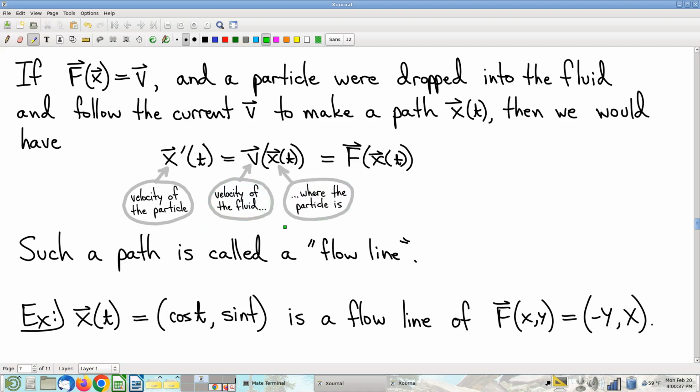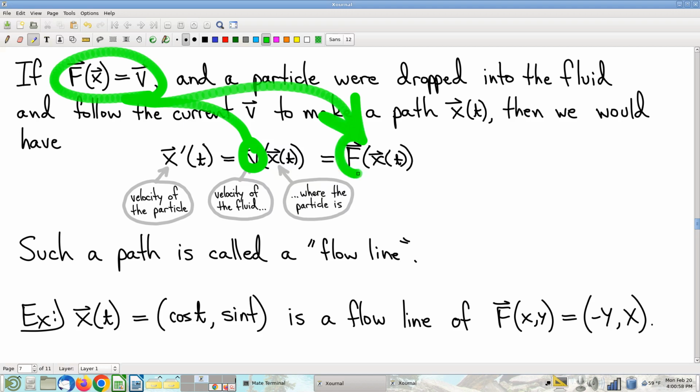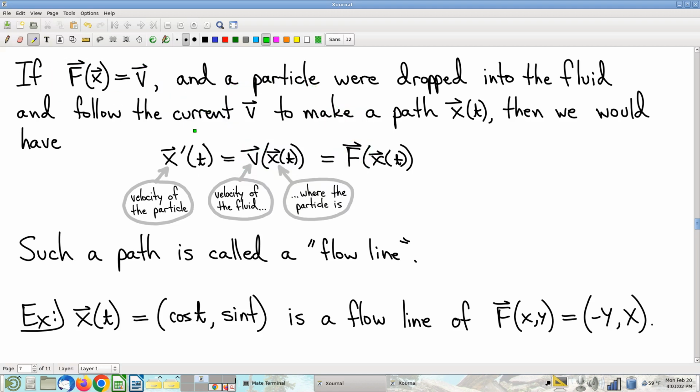It's the velocity of the water at that point that tells me which direction the little piece of lettuce is going to go. The derivative of the parametric curve gives you the velocity of the particle, which equals the velocity of the fluid, specifically wherever the particle actually is at that moment. And then don't forget, the velocity of the fluid is how we're thinking of the vector field. So altogether, I have this equation right there. And this is what we call a system of differential equations.